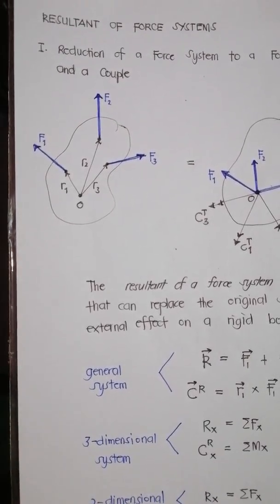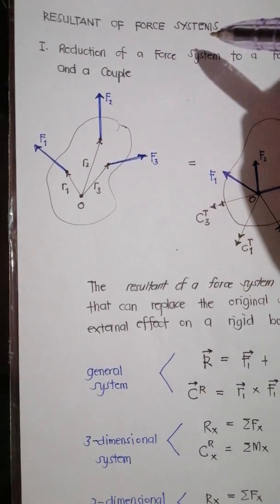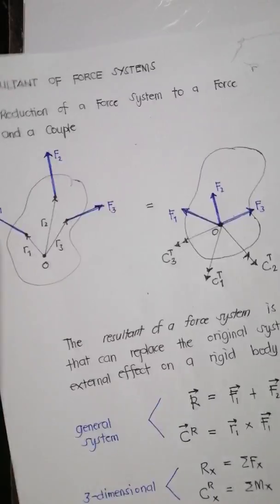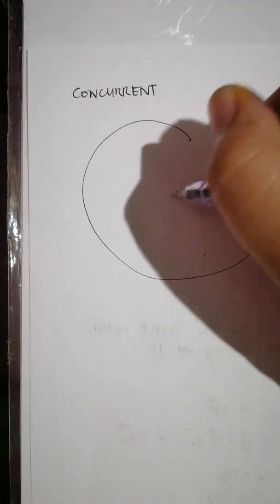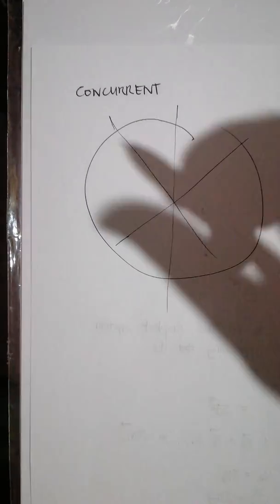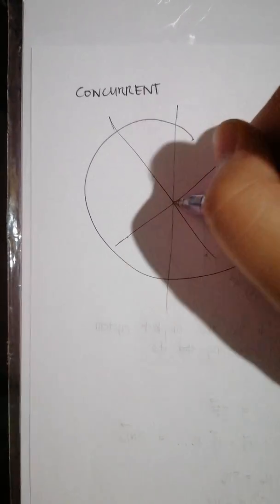Let us now discuss resultant of force systems. I have also mentioned that for a resultant of force systems, for a concurrent force system, this is just a recap, by the way. When you say concurrent force systems, the line of action of all of the force vectors has one common intersection point.